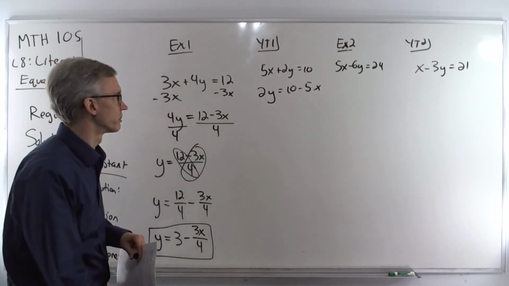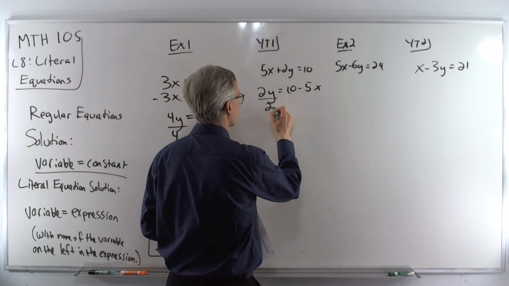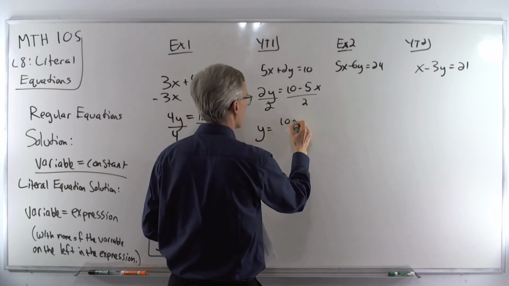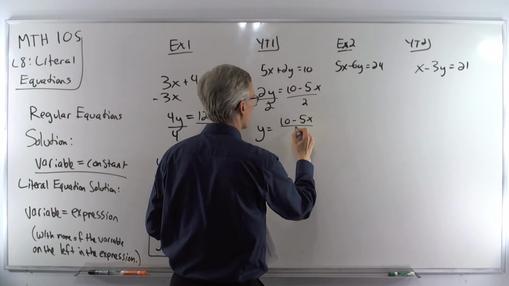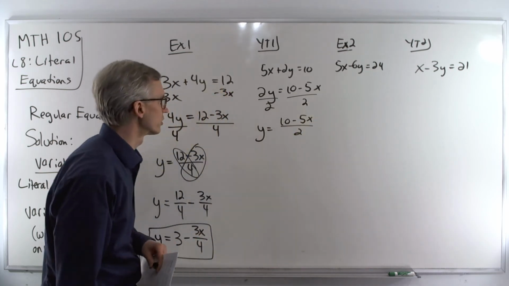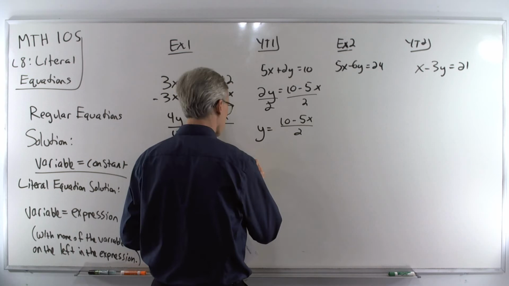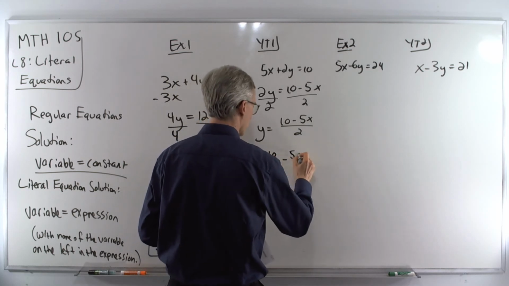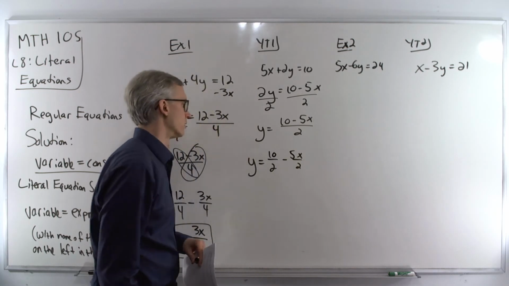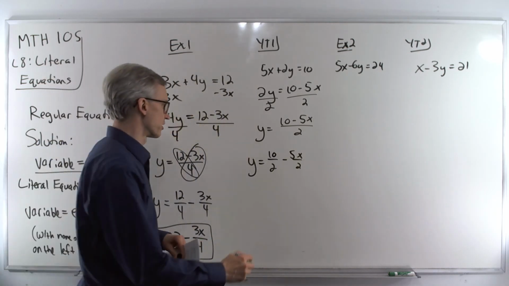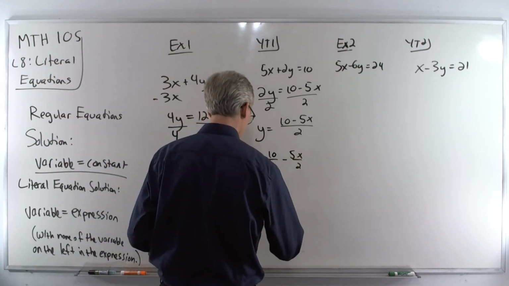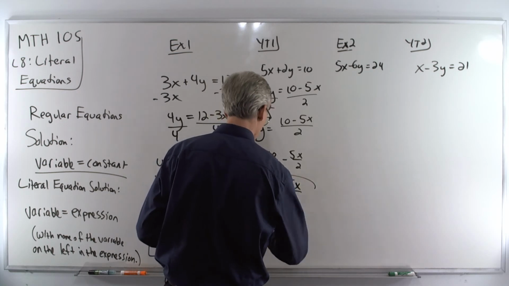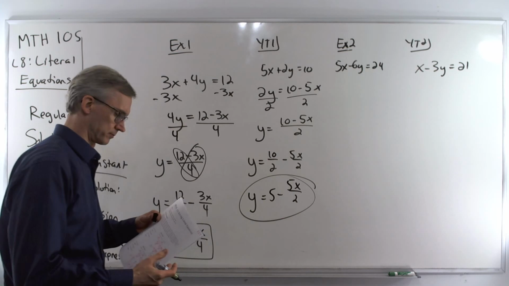And now we can go ahead and divide by 2. So that's 10 minus 5x over 2. And we'll split up that fraction so we can simplify. And then the first fraction turns into 5. So you get y equals 5 minus 5x over 2.